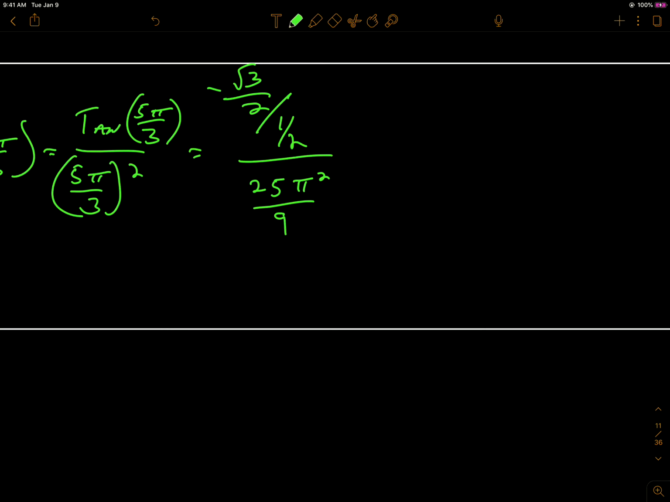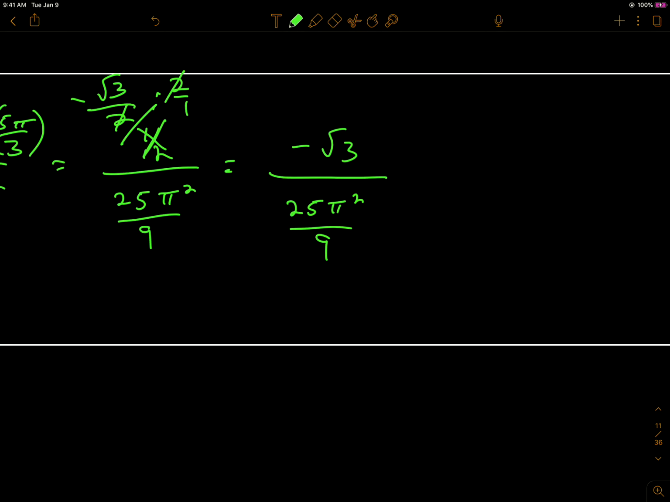Let's try again. So I'm going to leave it like this. Up top, instead of dividing by 1/2, I'm going to multiply by 2, and those will cancel, so I get -√3. So now, instead of dividing by that, I'm going to multiply by 9 over 25 pi squared. So that will give me, that's like an over 1, so -9√3 all over 25 pi squared.